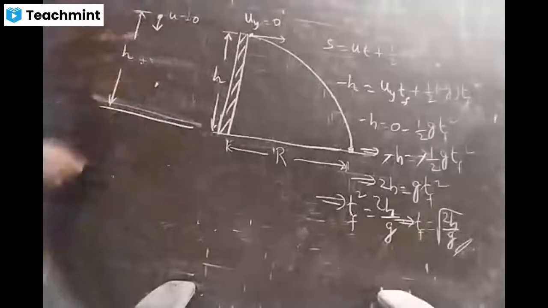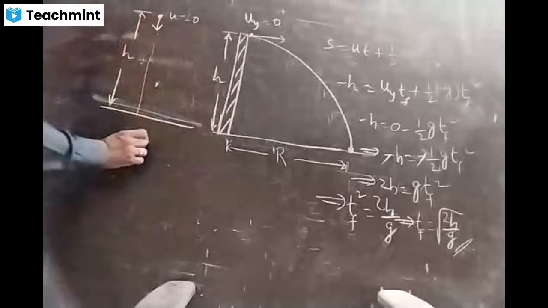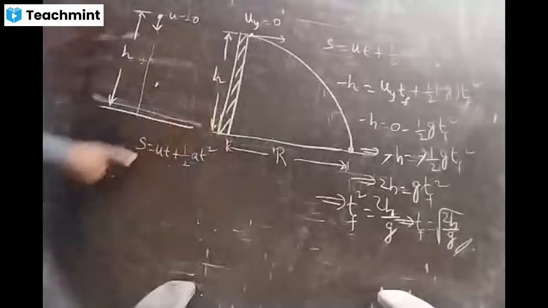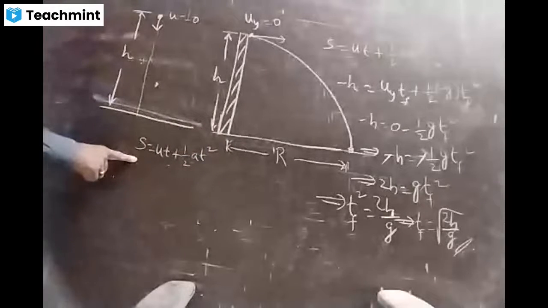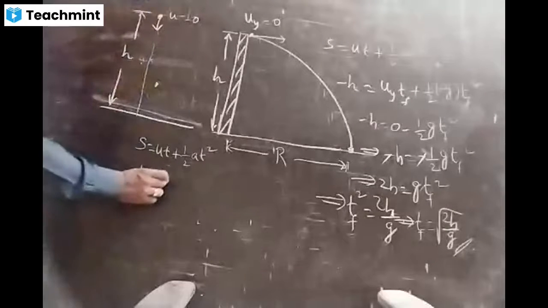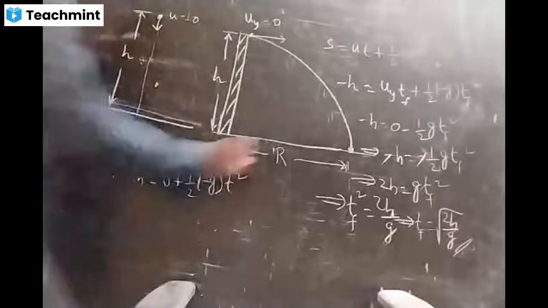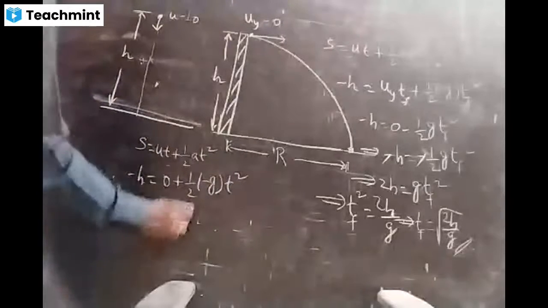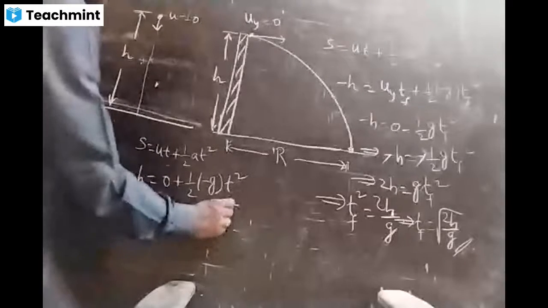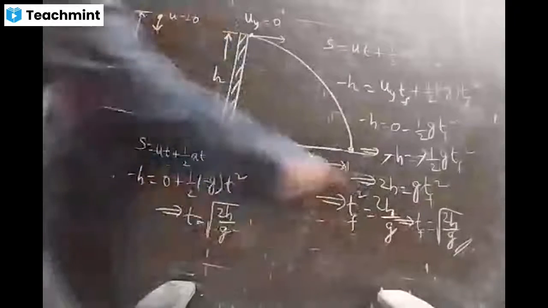I'm not applying any force. So in this case, for the total time taken, I will use the equation s is equal to ut plus half at square. In place of s, I write minus h. U is 0, so 0 plus half into minus g into t square. If you solve this, you will get t is equal to square root of 2h by g. Are they the same? Yes.